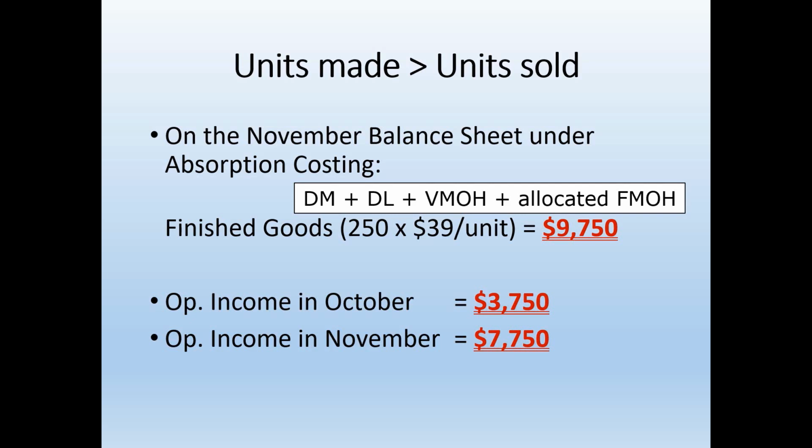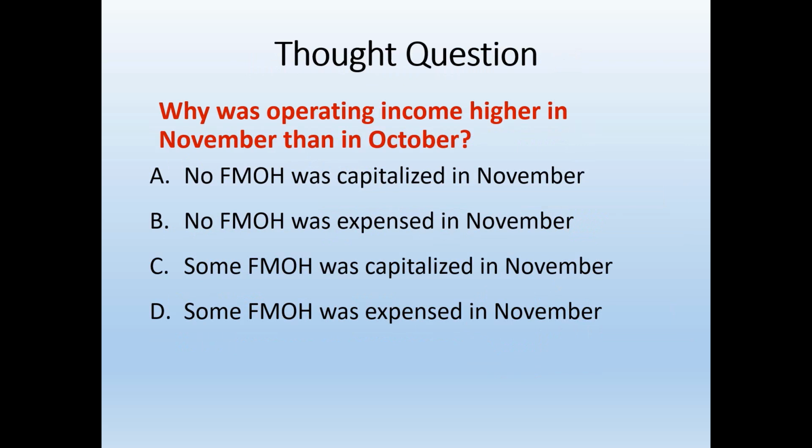Comparing the operating income in October to the operating income in November shows us there is a significant difference, which is very odd because in both months the firm sold 1,000 units. So why this big difference? Why do you think that operating income was higher in November than in October?